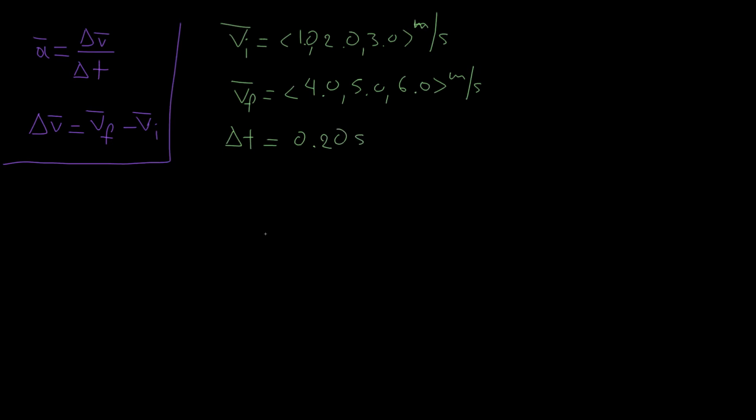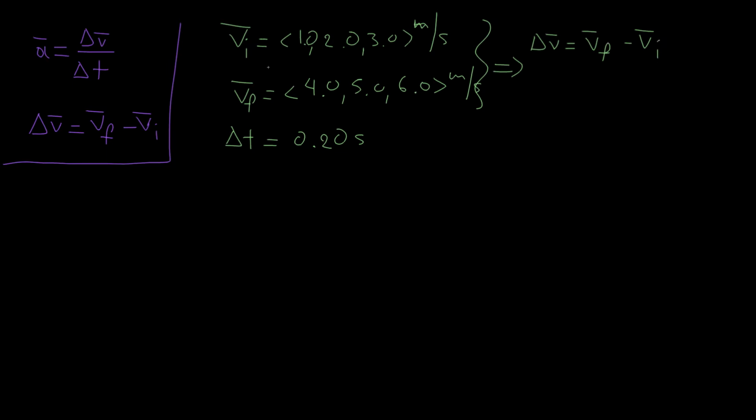Now I need to find the acceleration for this time interval. I need to find the change in velocity. So I need to use these two vectors to find delta v. And this will be my v final minus v initial.